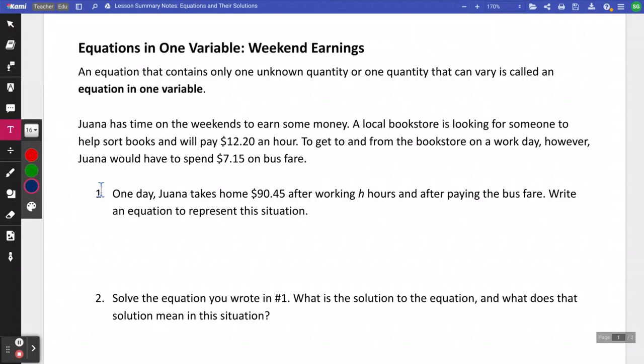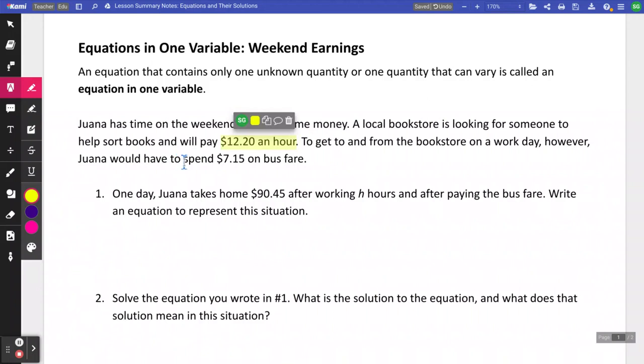All right. So for number 1, it's asking me to write an equation to represent the situation. The important information in the story that's going to help me figure out what that equation looks like is the hourly rate she's going to make. She's going to make $12.20 each hour she works. They also tell us that in that one day, to get to the bookstore and to get back home, she's going to have to spend $7.15. And that's just a one-time cost to get to and from the bookstore, so she's only paying that once.